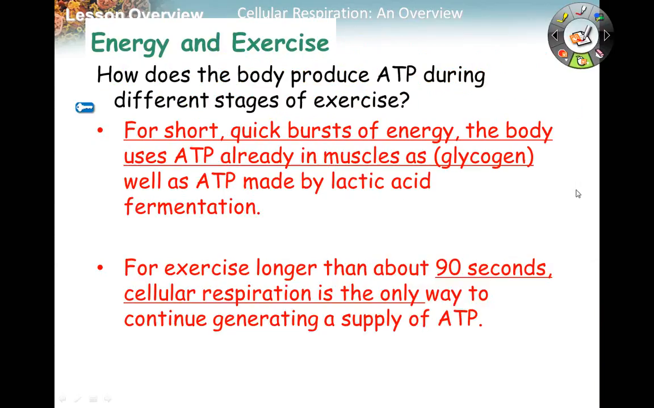Energy and exercise. How does the body produce ATP during different stages of exercise? For short, quick bursts of energy, the body uses ATP already in the muscles as well as ATP made by lactic acid fermentation. For exercise longer than 90 seconds, cellular respiration is the only way to continue generating ATP. So for short, quick bursts, we use the energy from glycogen. But when anything's longer than that, we have to use cellular respiration. You need to know that.